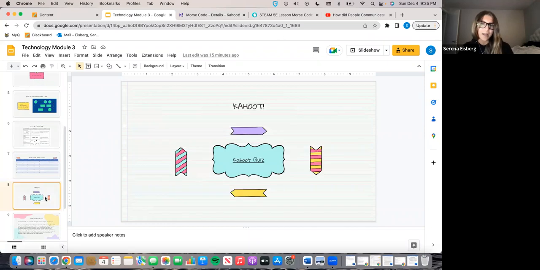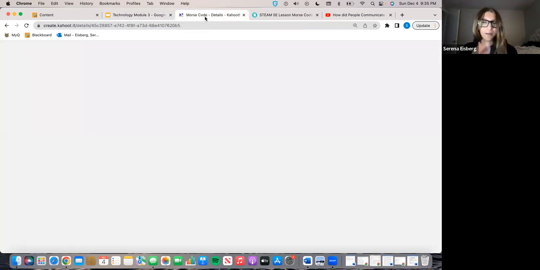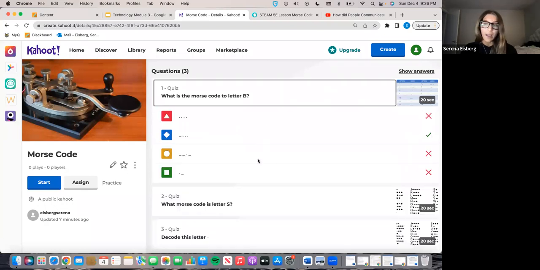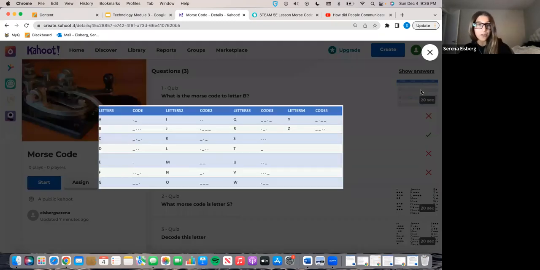Next in my slide, I have a mini Kahoot quiz. I have the link right up here. In this quiz, it's pretty simple, just a quick overview of what they have done in this day 1. My first question, what is the Morse code for the letter B? I have the different options, and then I provided a picture of the chart that I created so they can see it, because this is something that you cannot memorize.